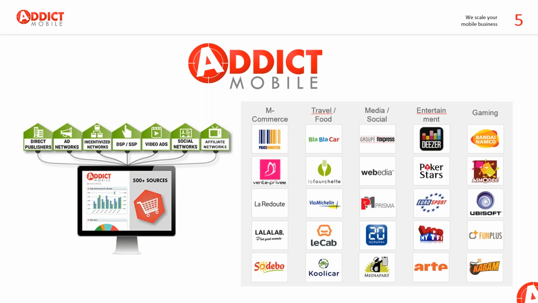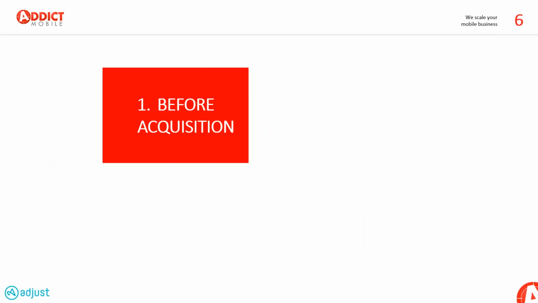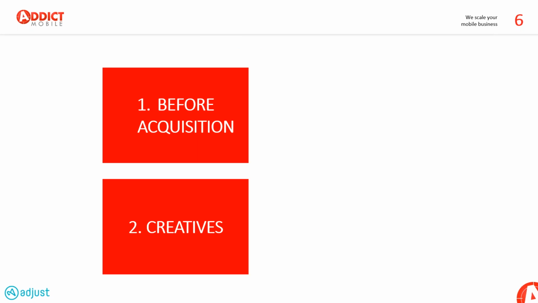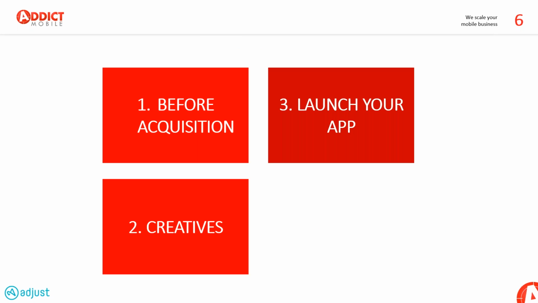So today I will talk about how to launch your app out of Asia in Western countries. There will be four main parts in this presentation. First, what to prepare before the acquisition. Then how to manage your creatives. What to do when you launch your apps, which are the key KPIs, the key metrics that you must follow, and what you can expect in every market. And we'll finish with what to measure inside your app and how to manage it to maximize your performance.